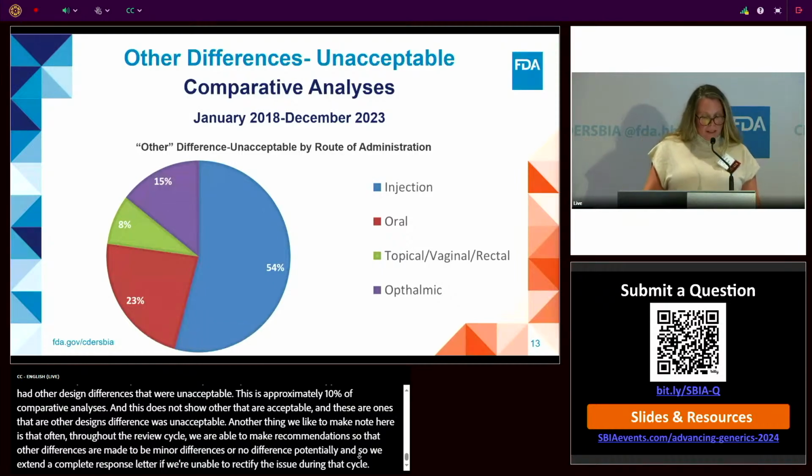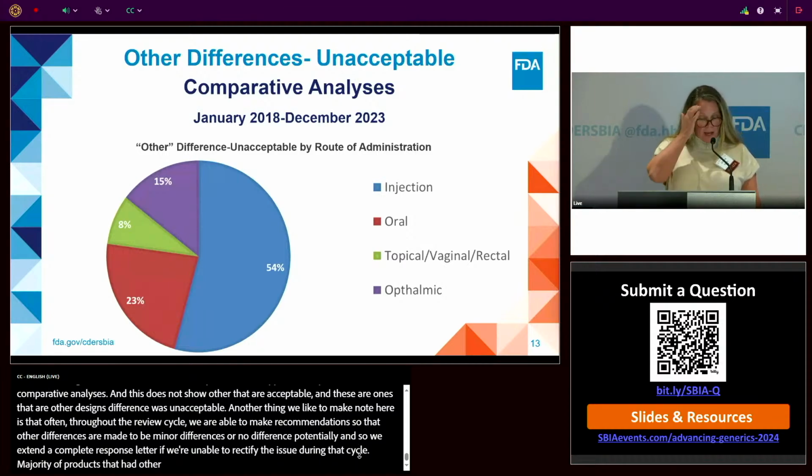The majority of products that had other unacceptable differences were injection products, accounting for over half of the applications. Oral products made up a quarter of the applications, and then ophthalmic products and those products under the topical, vaginal, rectal categories were the remaining applications.